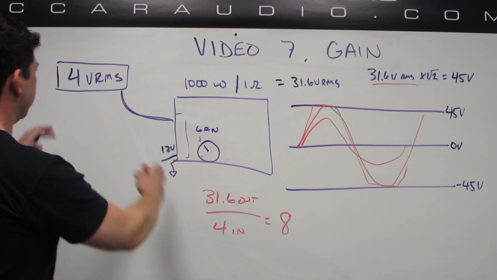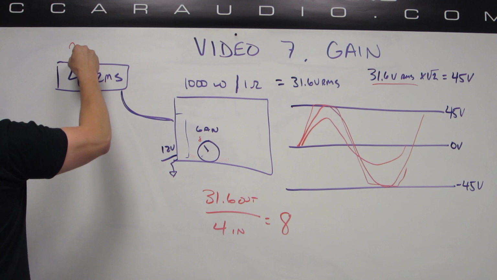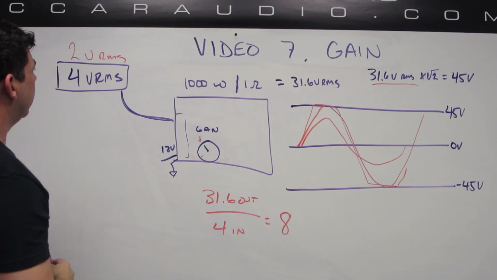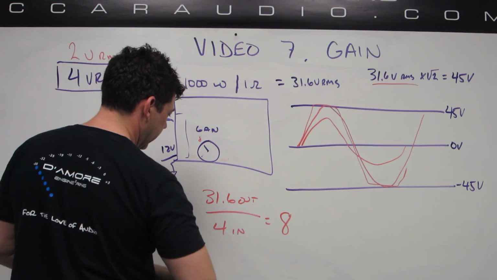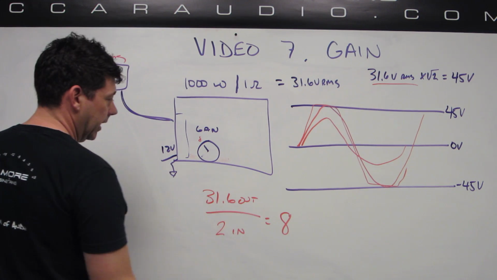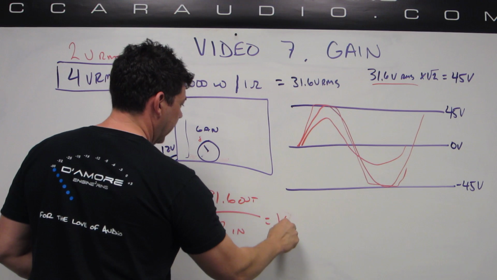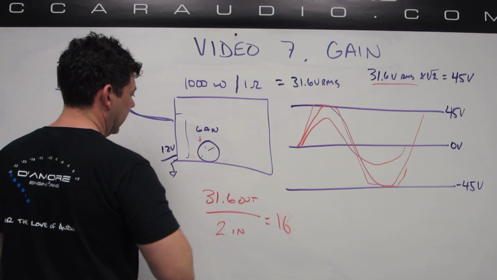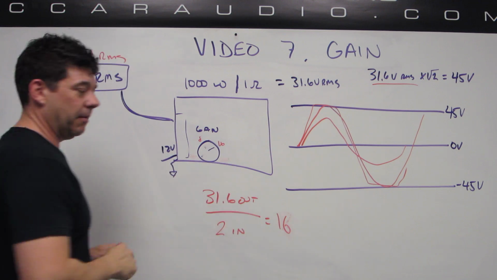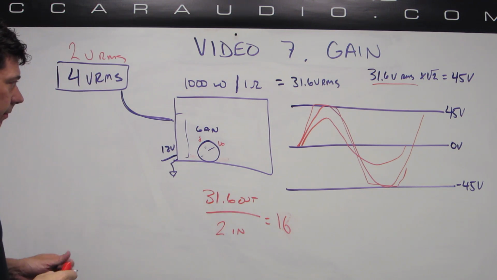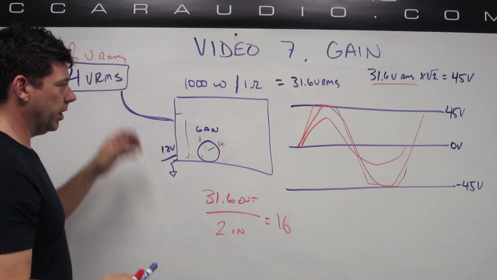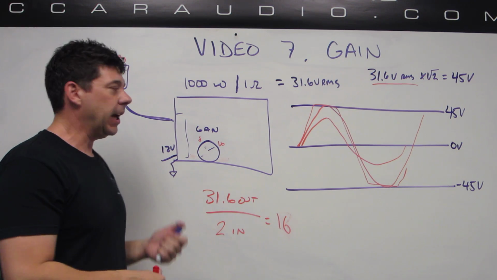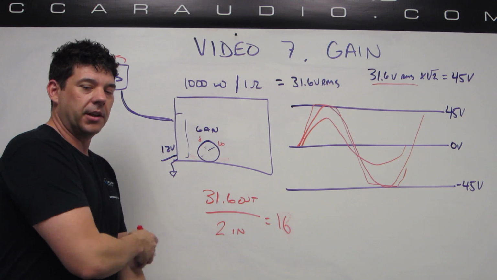And because if this was a 2-volt head unit instead, then what? Well, then this is a 2, and then this is 16, and then this knob needs to be way over here somewhere. That's what the knob is for, just to adjust your amplifier for your head unit. So let's take a look at what happens when we have something in the middle, like a processor.